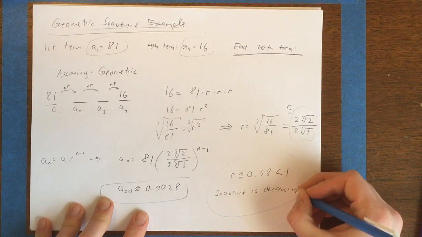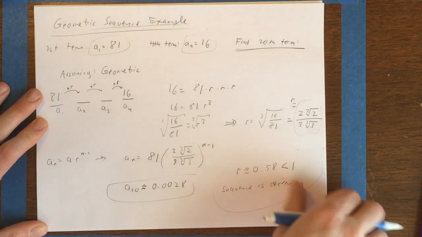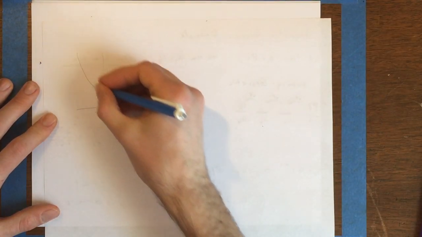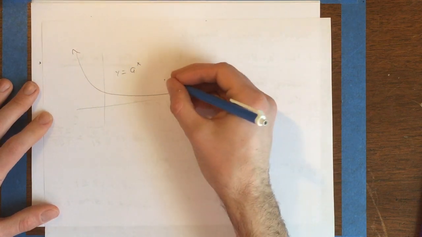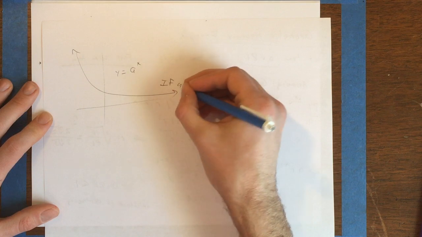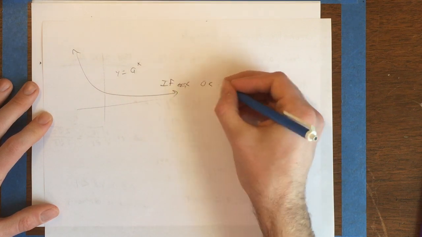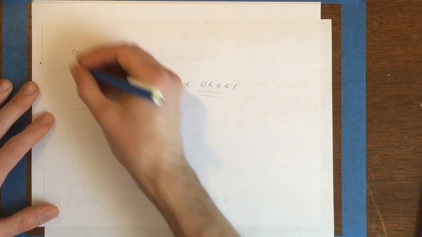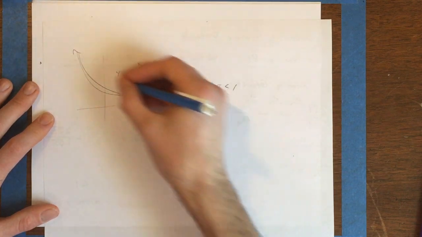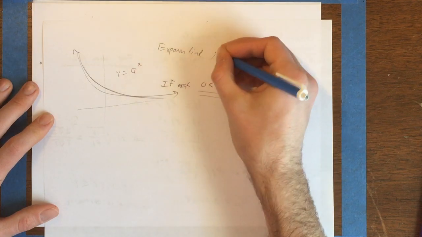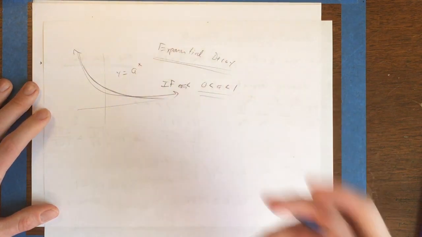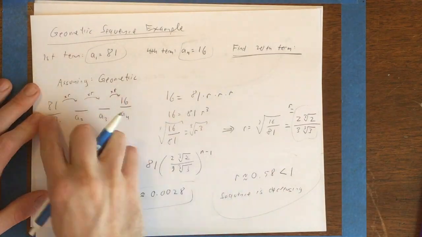Just like when you have an exponential function with a base less than 1, remember, if you're looking at y equals a to the x, if 0 is less than a is less than 1, if it's between 0 and 1, then you have a decreasing, like exponential decay situation. So that's what's going on. Basically, it's like exponential decay, all right? And this sequence is going down from 81 to 16.